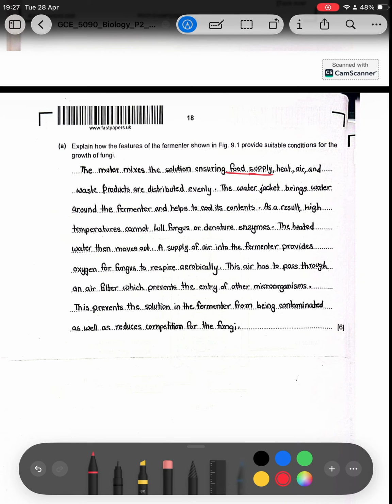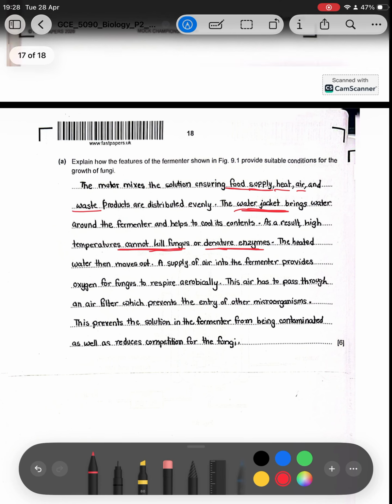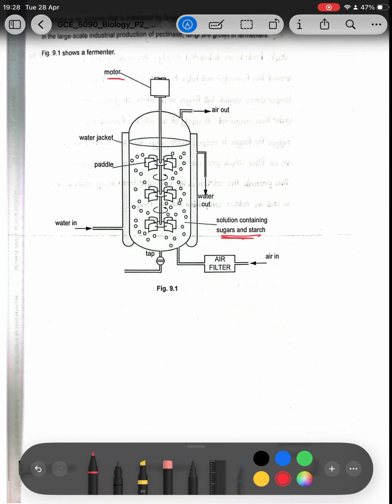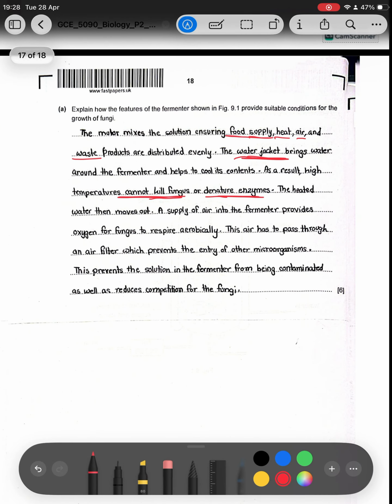So what does the motor do? It mixes the solution, ensuring food supply, heat and air, and waste products are distributed evenly so that there is no sedimentation of waste or food, and heat is evenly spread through the solution so that fungi get access to everything at once. So the task of the water jacket is to cool the fermenter. It brings water around the fermenter and helps to cool its contents. As a result, high temperatures cannot kill fungus or denature enzymes. The heated water then moves out. So we have water out here. So water comes in, cools the contents, and then water goes out. And the motor obviously mixes everything.